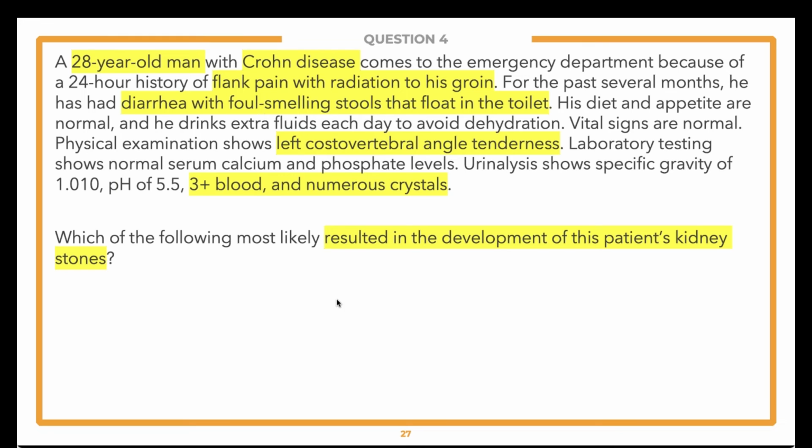So a 28-year-old man, okay, he has a history of Crohn's disease. That's high yield. They're telling you straight up. They're not even making you guess what's going on. So you already know the patient has Crohn's disease. Now, what's the association between Crohn's disease and kidney stones? Is there an association?